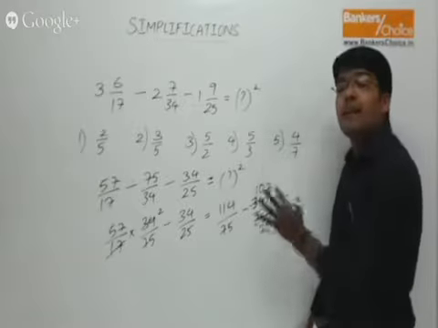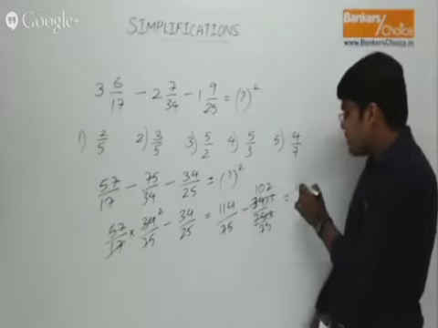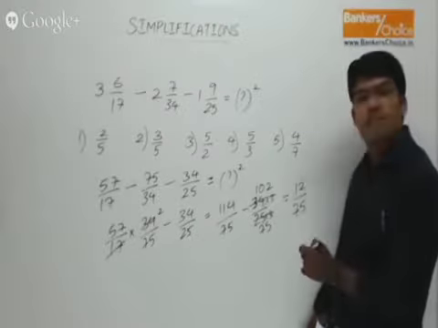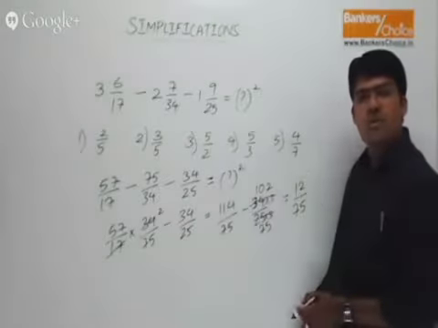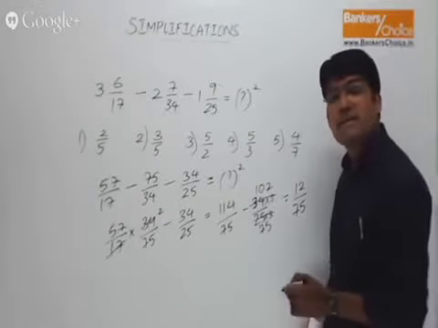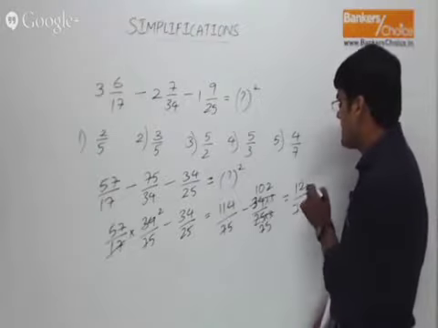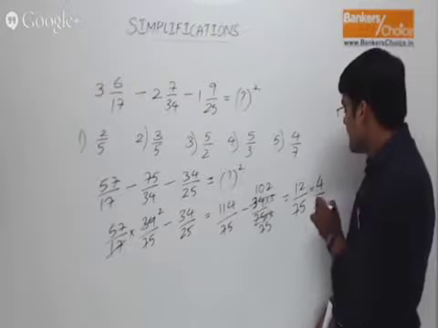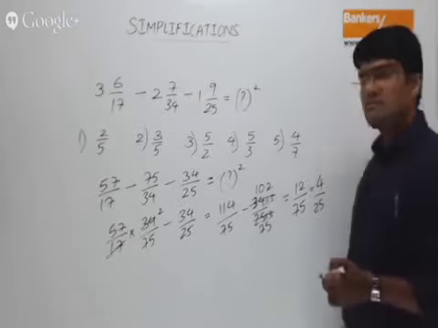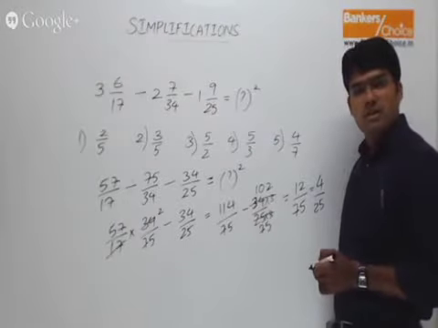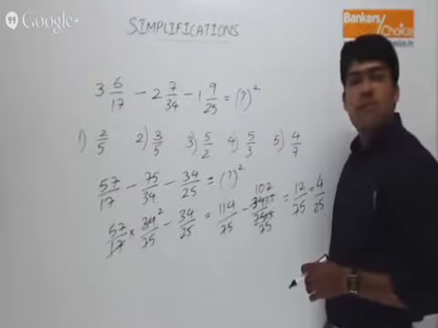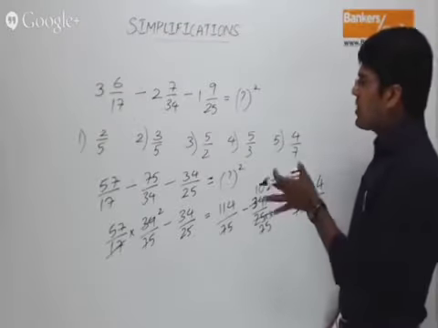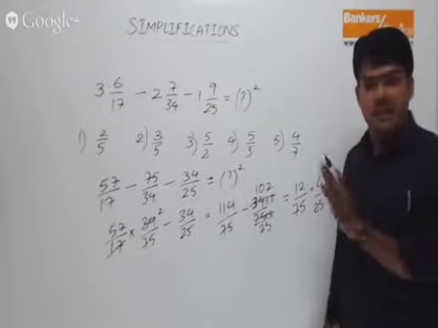When the denominators are equal, I can directly subtract the numerators. So this becomes 12 by 75. Yes or no? 114 minus 102 is 12. 12 by 75. What is 12 by 75? 12 by 75 can be taken as 3 fours and 3 twenty-fives. 4 by 25. Yes or no? So what is our left hand side? 4 by 25.